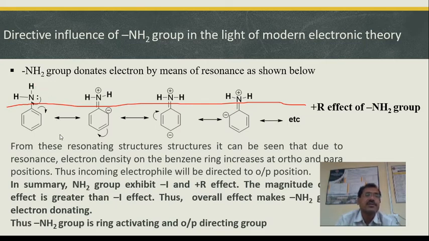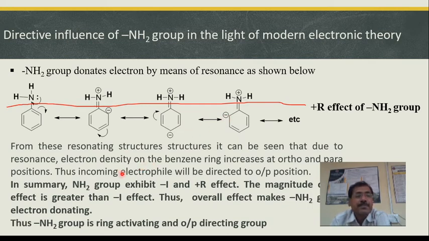on the group and no charge on the benzene ring. But in the subsequent structure, there is a positive charge on the group and negative charge on the benzene ring, which means that there is an electron flow from the group to the benzene ring. So what is this effect? This is plus R effect. And looking specifically at the ortho and para positions, you will notice that the negative charge is increased only at the two ortho and the para position.